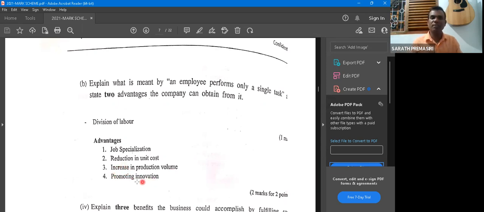Promoting innovations. It means he becomes innovative, because when a single person is involved in the same task for a long period of time, he can sometimes make innovations. He can create new things, because he becomes specialized in that field. Look at that answer.